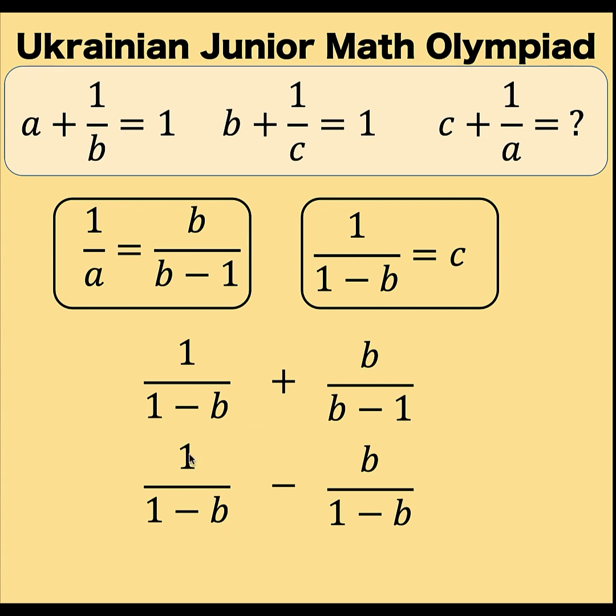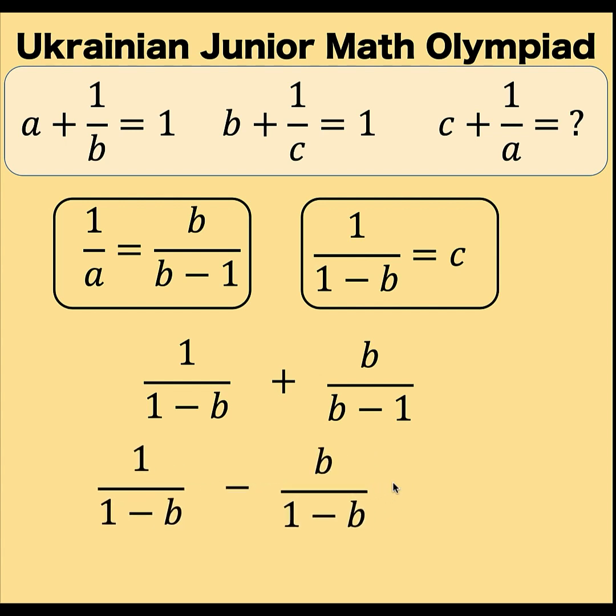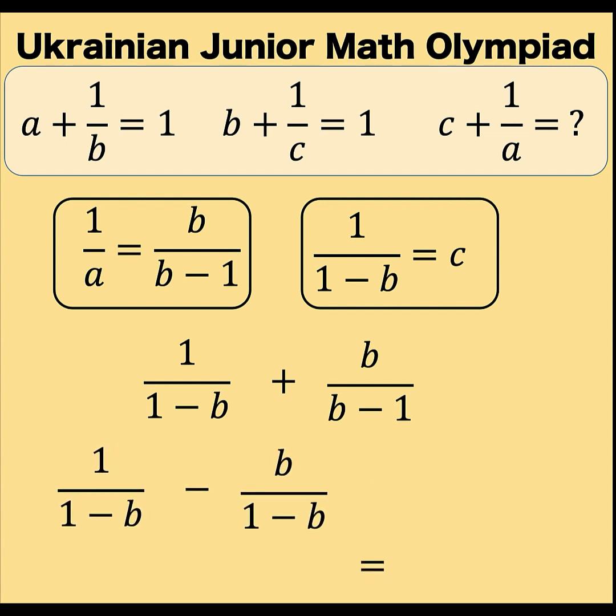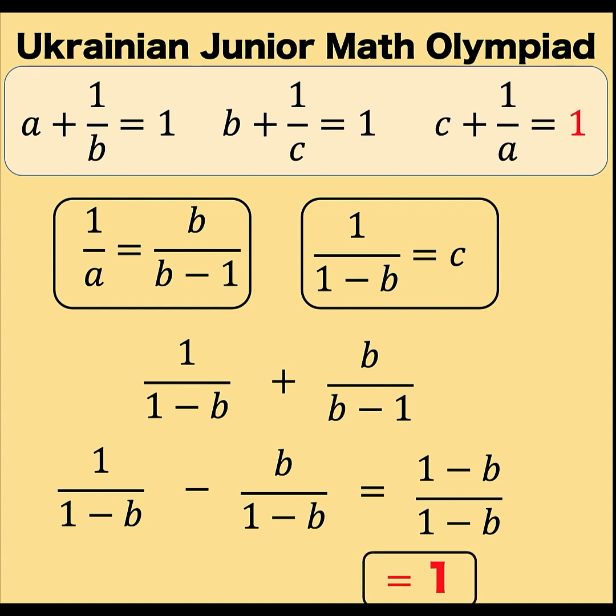So we simply subtract 1 minus b in the numerator and copy the common denominator, 1 minus b. And this is equal to 1. Any number divided by itself is 1. So the value therefore of c plus 1 over a is equal to 1. And this is now our final answer.